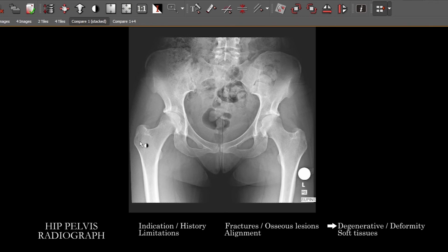discussion. You're going to be looking at Shenton's arc. You're going to be looking at Hilgenreiner's line, Perkins line, and the acetabular angle to look for hip dysplasia and sequela of hip dysplasia.